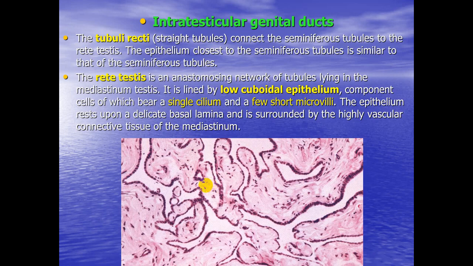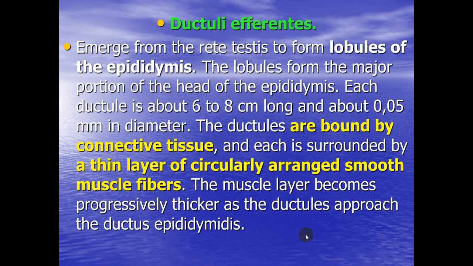So concretely in the rete testis, the epithelium is low cuboidal. It has two types of cells. Some of them are ciliated, and some of them have short microvilli. And this epithelium covers the straight tubules. You can see the peritubular connective tissue and smooth muscles in the wall.